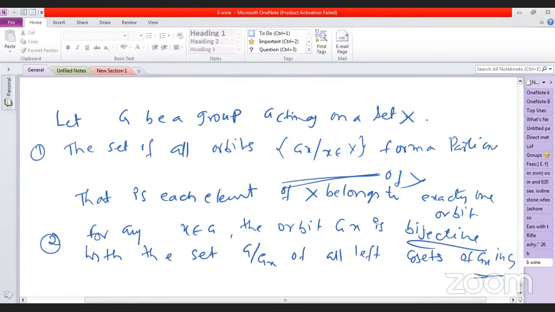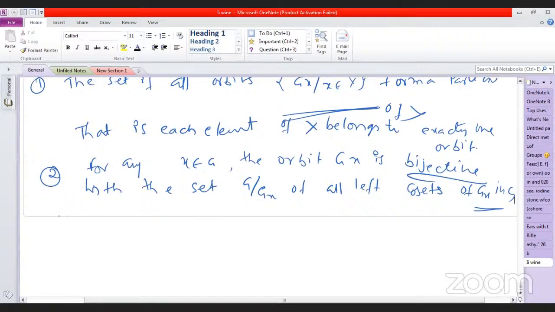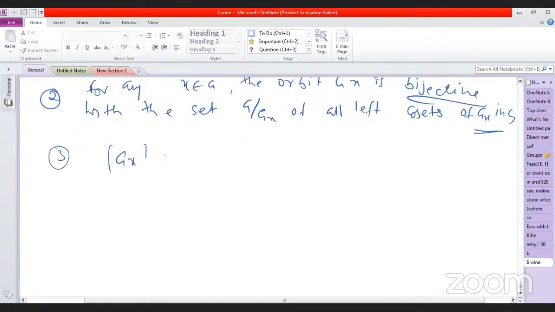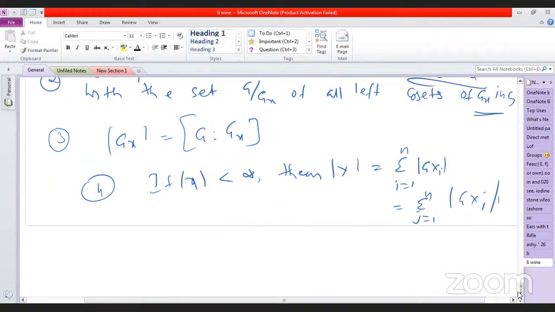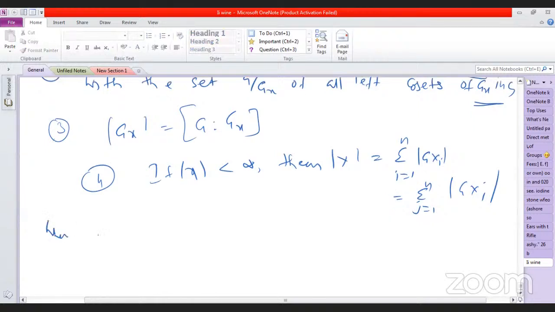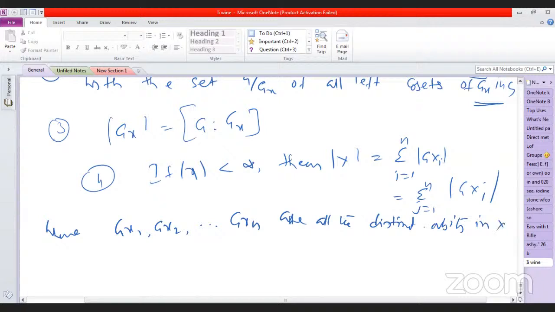So this is condition 2 we have to prove. Then the third condition: the order of the orbit Gx is equal to the index of G sub x. The fourth condition: if the order of X is less than infinity, then the order of X is the sum from i equals 1 to n of the index of G sub xi. This is all the conditions I wrote in the beginning. Again, we have to prove all these conditions, where Gx1, Gx2, and so on, Gxn are all the distinct orbits in capital X. So first condition we have to prove here.